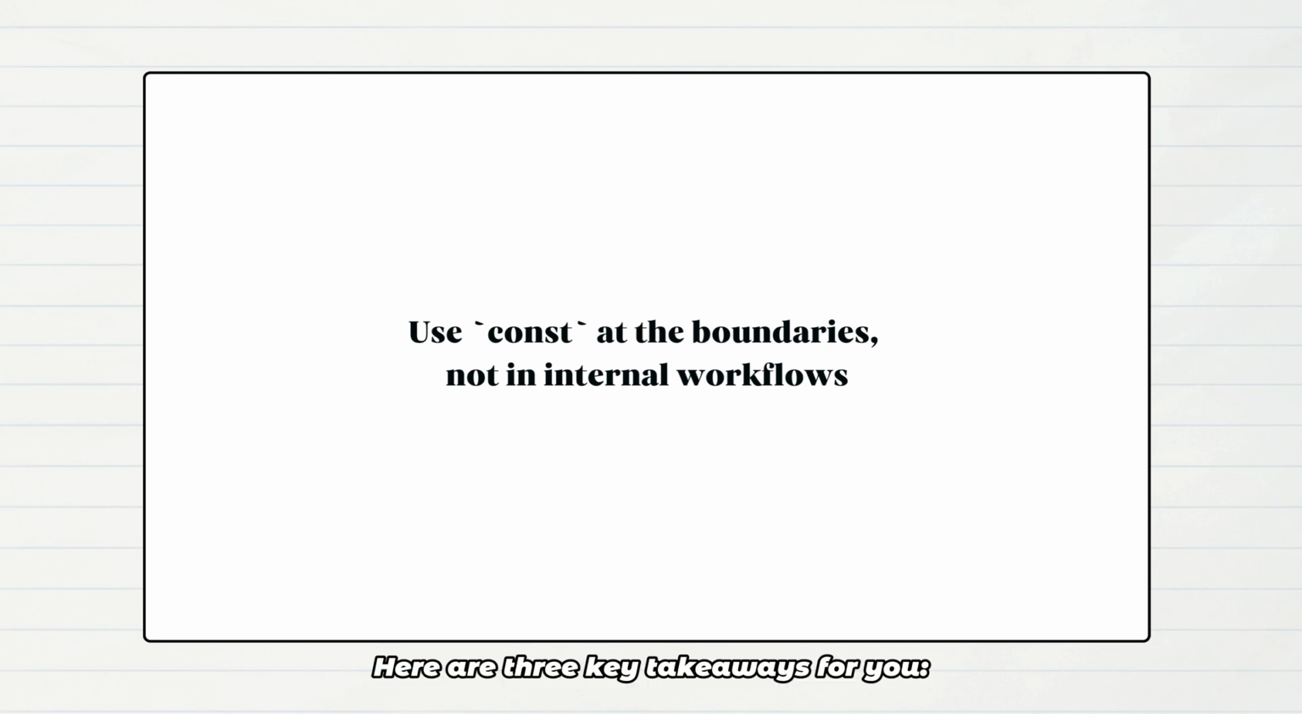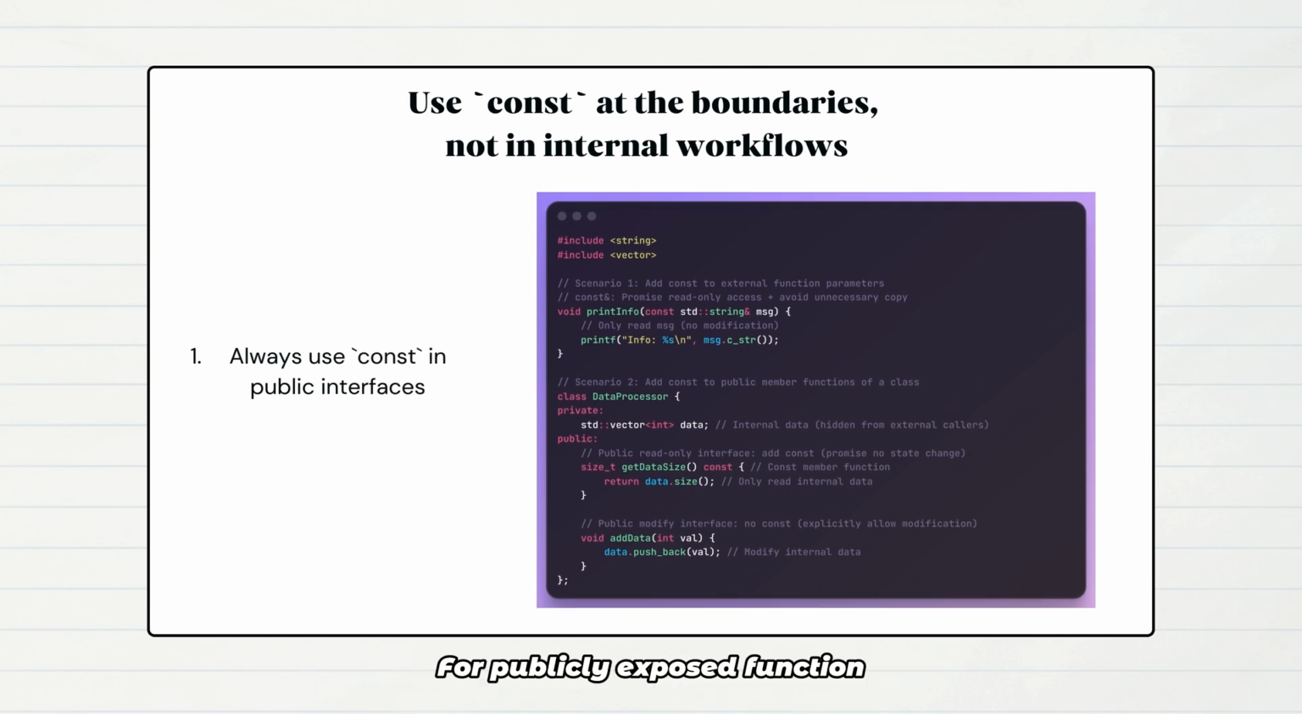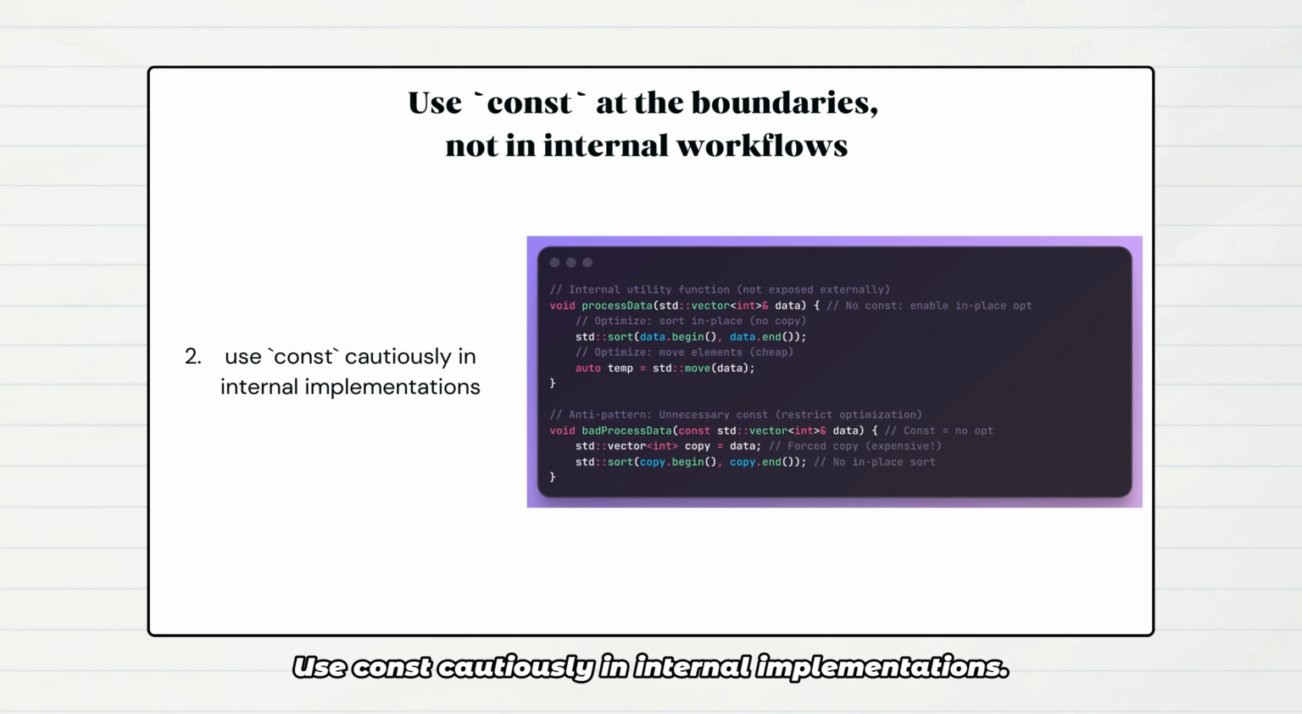Here are 3 key takeaways for you. First, always use const in public interfaces. For publicly exposed function parameters and member functions, add const whenever possible. Just like the code shown on the screen, this conveys clear semantic promises to callers and is a basic skill for professional developers. Second, use const cautiously in internal implementations.